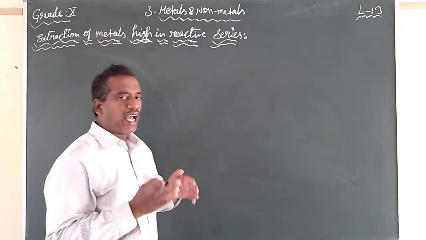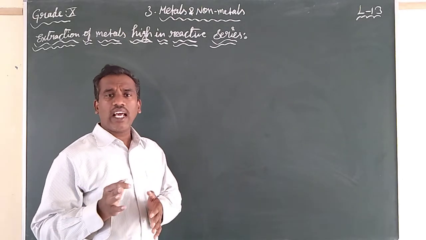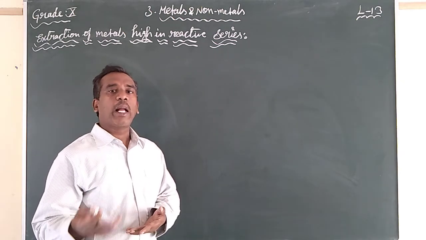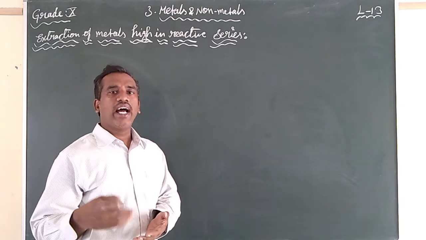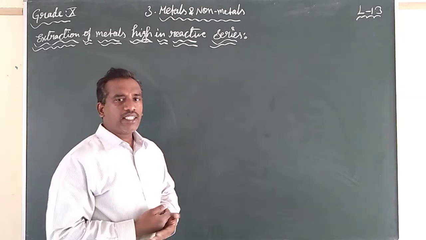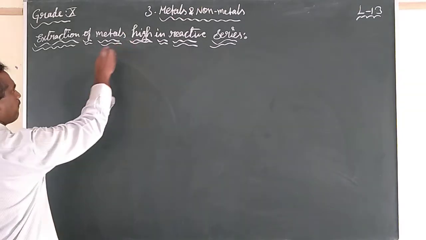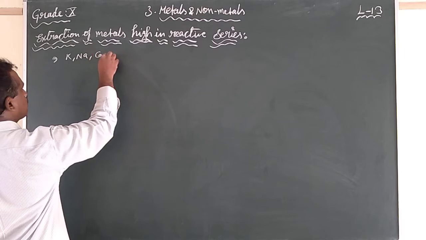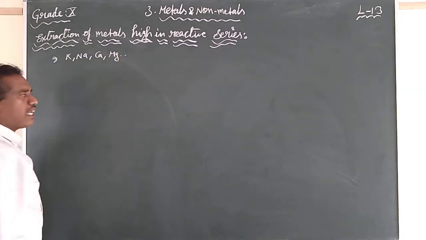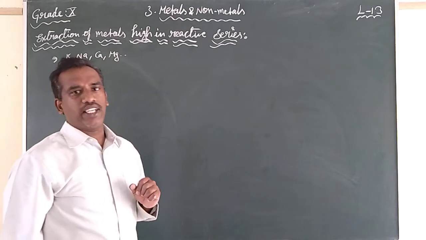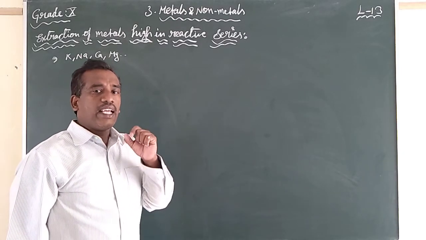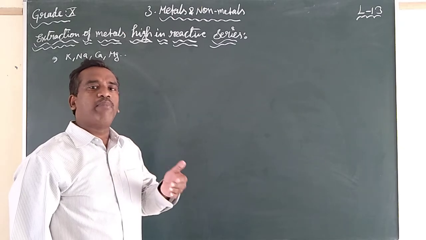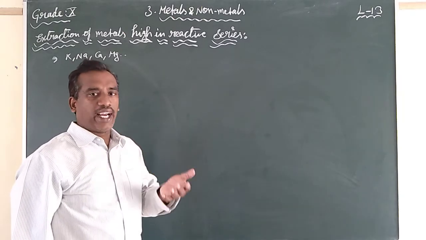We know the highly reactive metals are not found in their native state. They are present in their combined state due to their high reactivity. Let us take some examples of metals high in the reactive series: potassium, sodium, calcium, magnesium. These are all high in the reactive series, so they are not present in the free state, but in a combined state, like the chlorides.